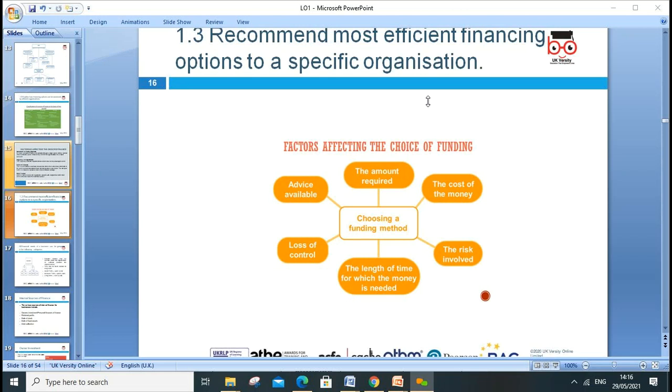Okay, guys. Next, we need to recommend different financing options to a specific organization. You can choose the example of one organization and look at the factors affecting the choice: the amount required, advice available, loss of control.